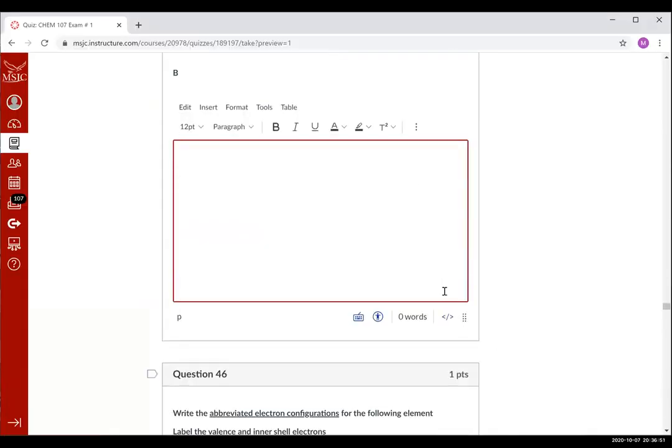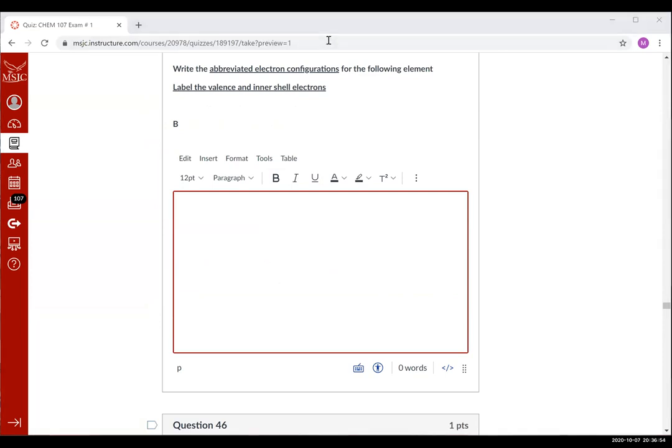In this case, we're asked to write the abbreviated electron configurations. So for boron, our abbreviated electron configuration, the preceding noble gas to boron is helium. Then we fill our 2s orbital followed by our 2p orbital. These electrons are core, while our electrons with the largest N value are the valence electrons. Does this make sense to everyone? Any questions on this example?